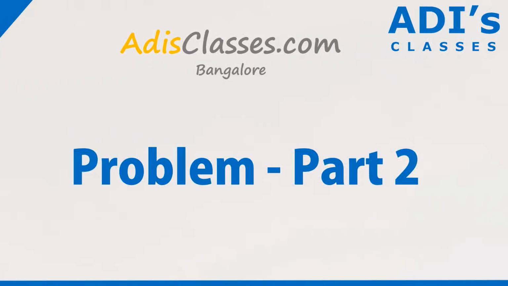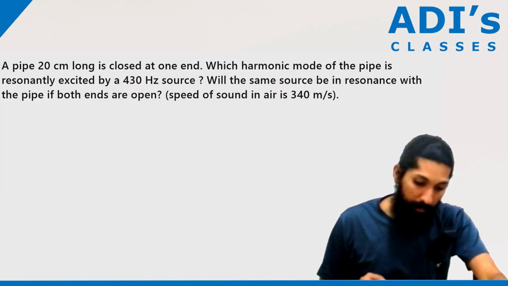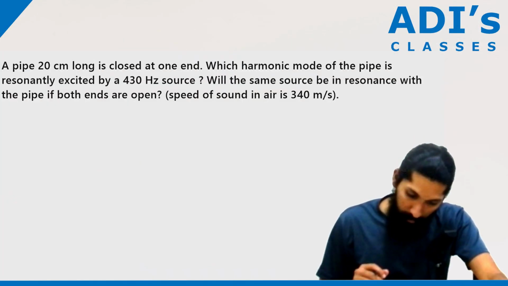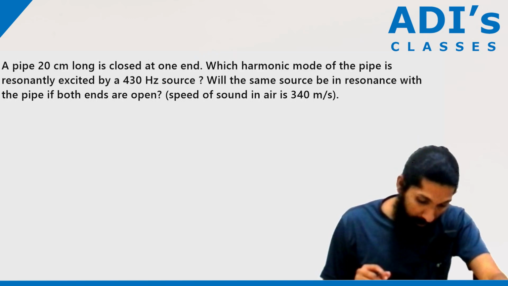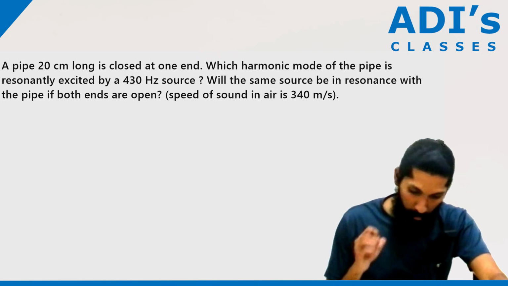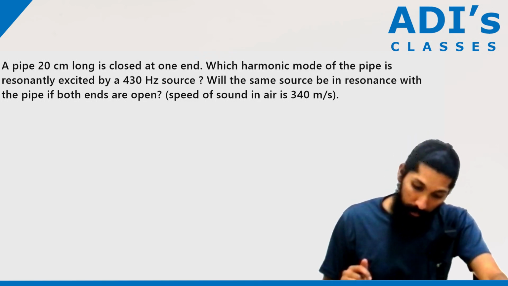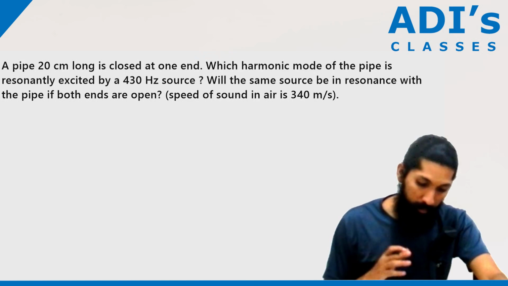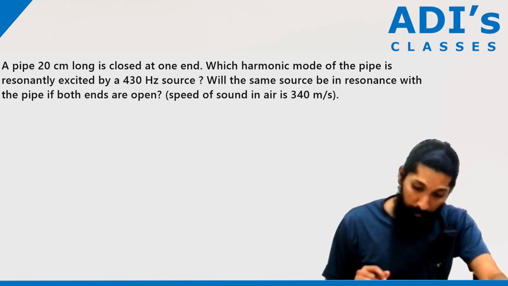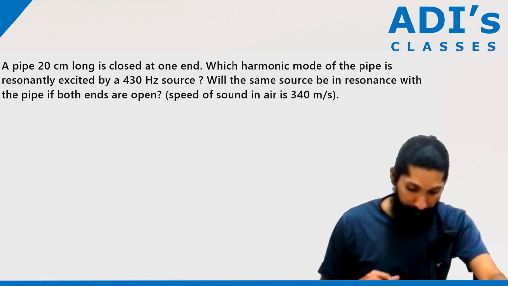The question goes like this. A pipe 20 centimeter long is closed at one end. Which harmonic mode of the pipe is resonantly excited by a 430 Hz source? Further, will the same source be in resonance with the pipe if both ends are open? Speed of the sound is given to be 340 meter per second.